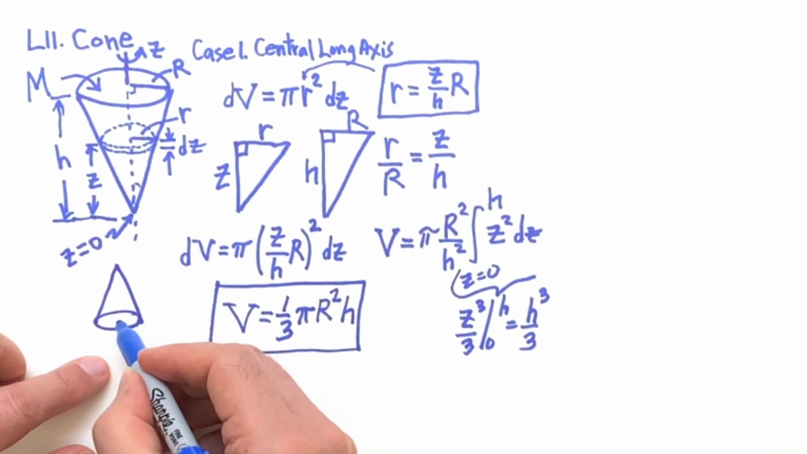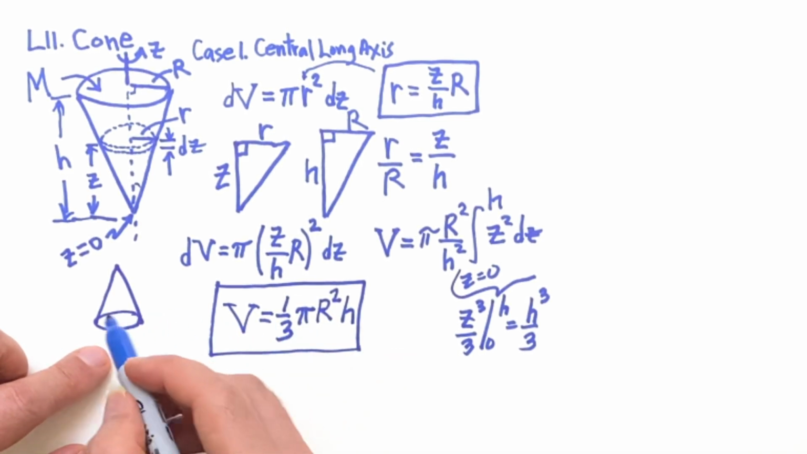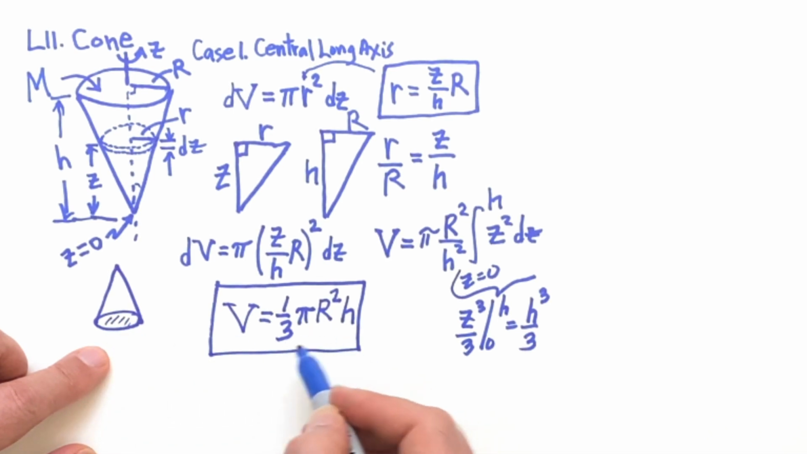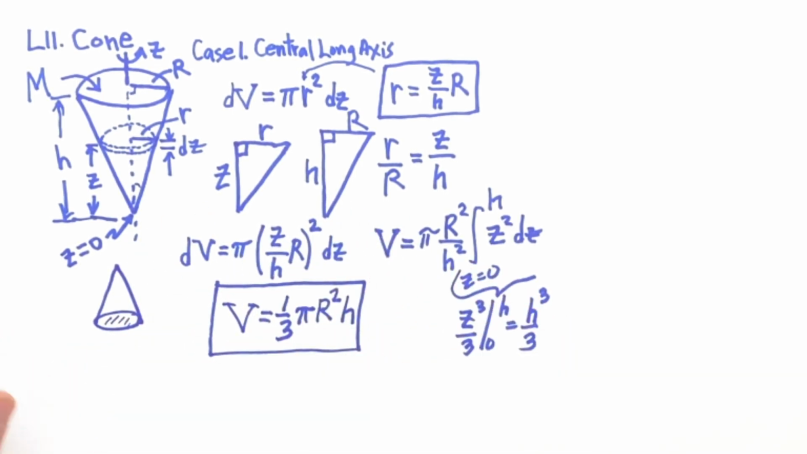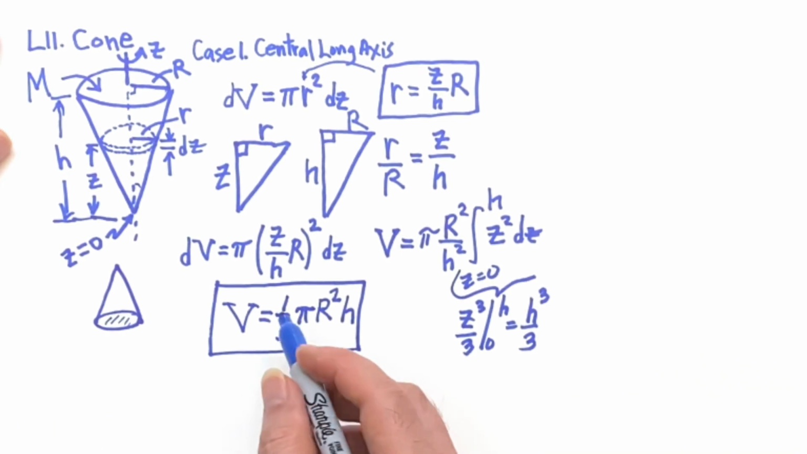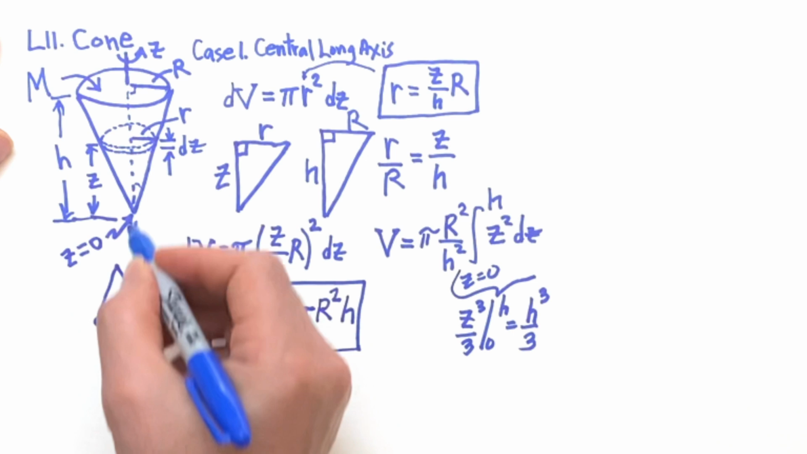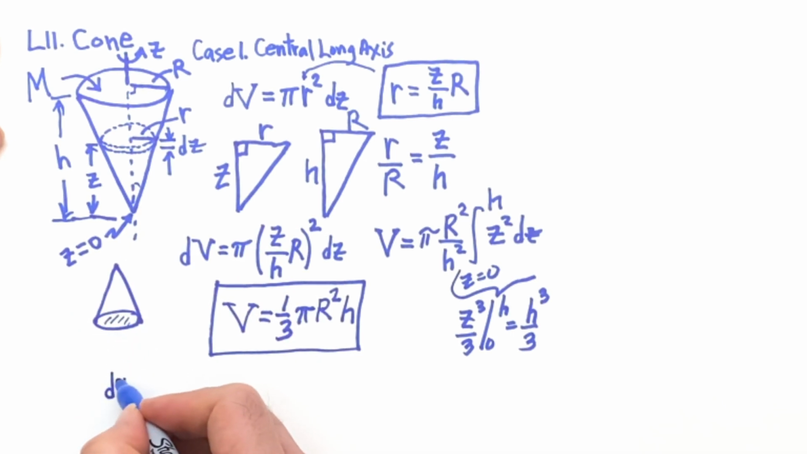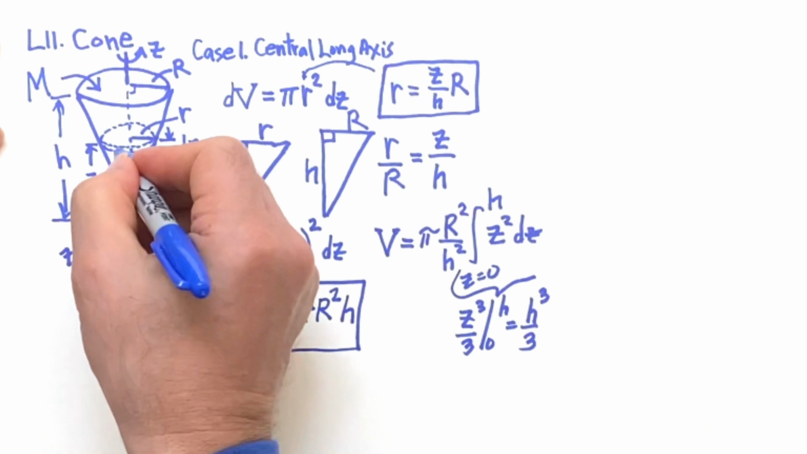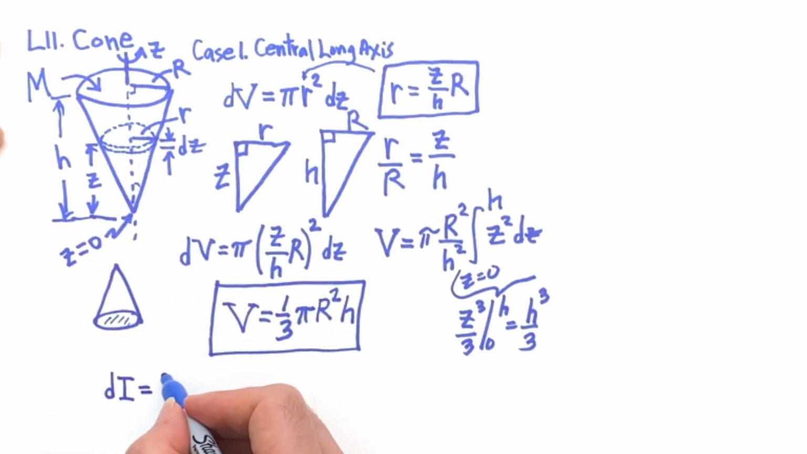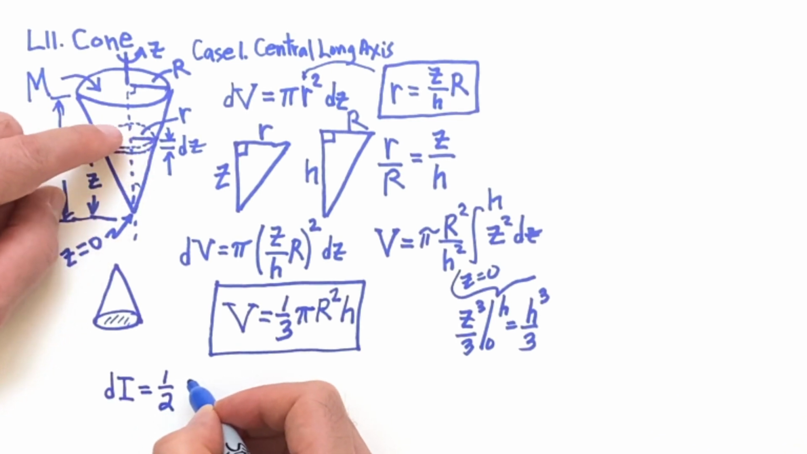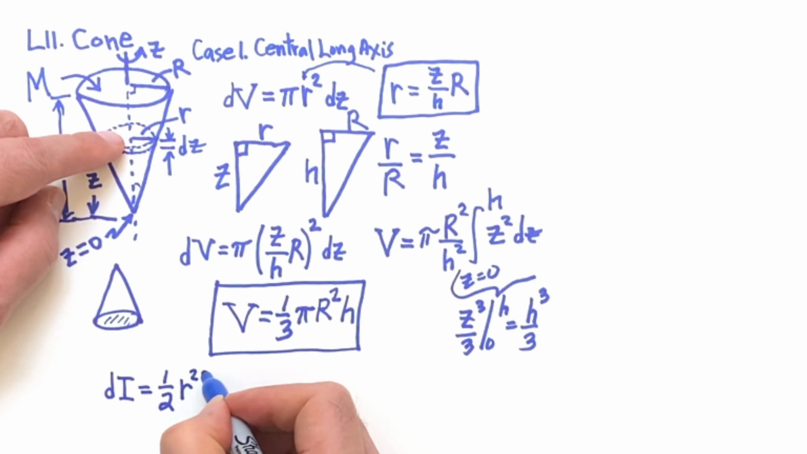So you have here pi r squared gets you the area of the base, and then 1/3 times the height gets you your volume of the cone. So when we apply this to our moment of inertia due to the disk, we'll have an infinitesimal contribution of the disk. It's going to be 1/2 the mass of the disk times the radius of the disk squared. So the radius of the disk squared is r squared, and the mass is dm.